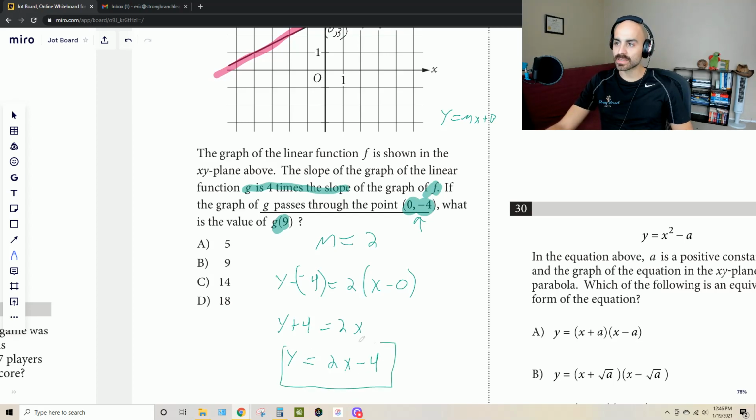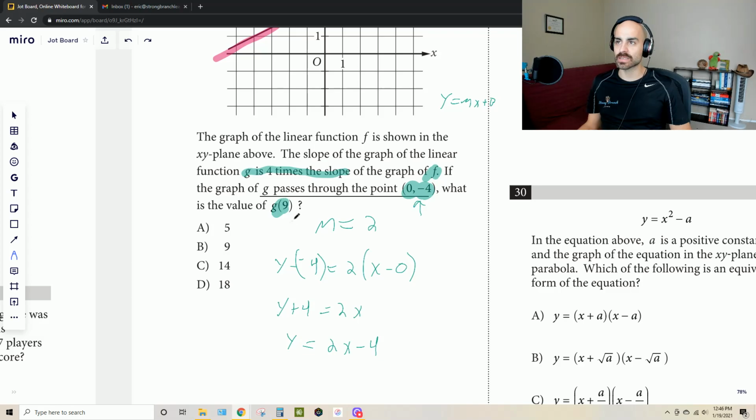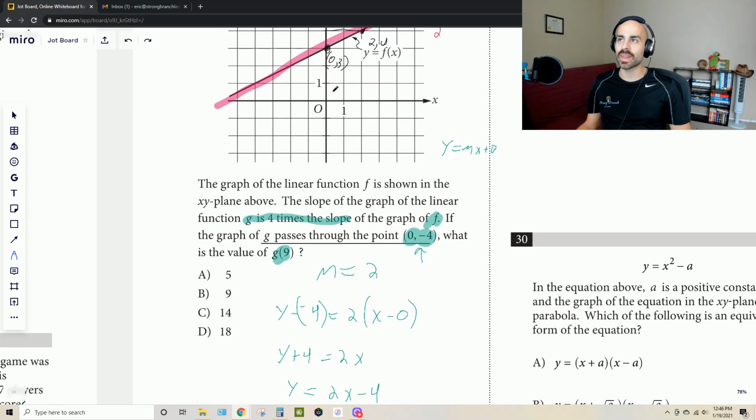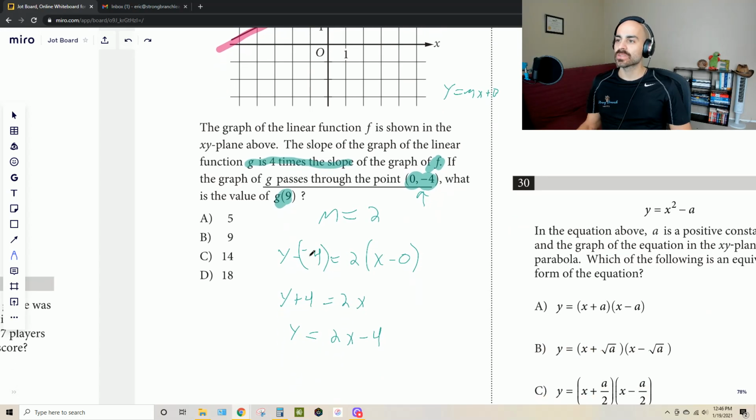All right, what does this tell us here? This tells us the equation of our green line. Do we need to graph it? Not necessarily. Actually, it wouldn't be helpful because this graph isn't even big enough since they're asking for g of 9. That means an input of 9, when x, our input, is 9. Well, it looks like it tops out around 5. So that's not going to help.